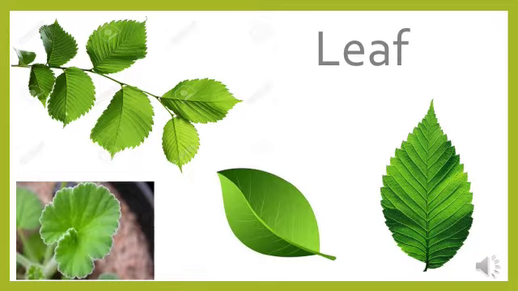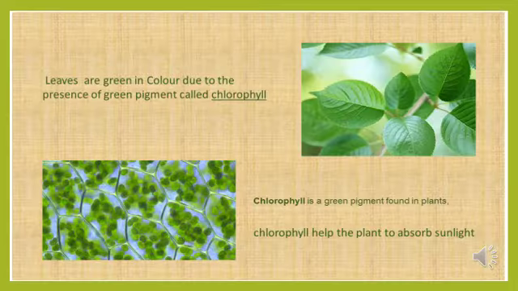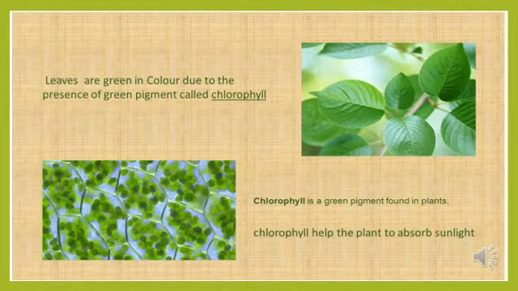Now children, what is the color of the leaf? Yes, color of the leaf is green. Why is it green? It is green due to the presence of green pigment chlorophyll. Chlorophyll is a pigment that is found in the plants only. Chlorophyll helps the plant to absorb sunlight, and with this sunlight leaves are able to prepare the food for themselves and for the whole plant.